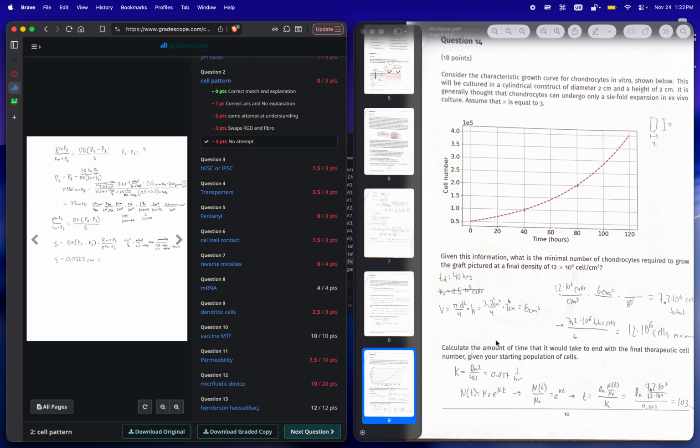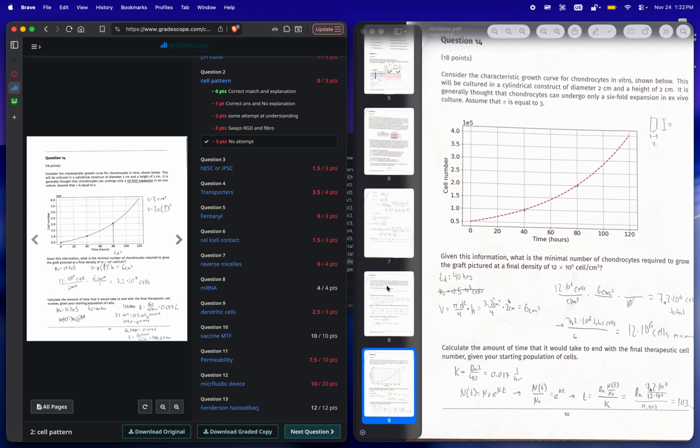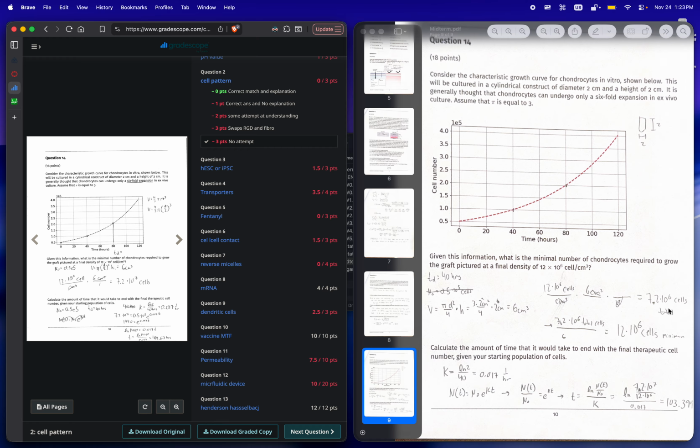This one, here I solved for the volume of the media, which I then calculated the total number of cells, which would be the final number of cells here. This is the final number, and it can only undergo 6-fold expansion. So then I divided that by 6, which is a very similar number to that, but this is cells per centimeter cubed. This is the cells total. So this would be the minimum number of starting cells.